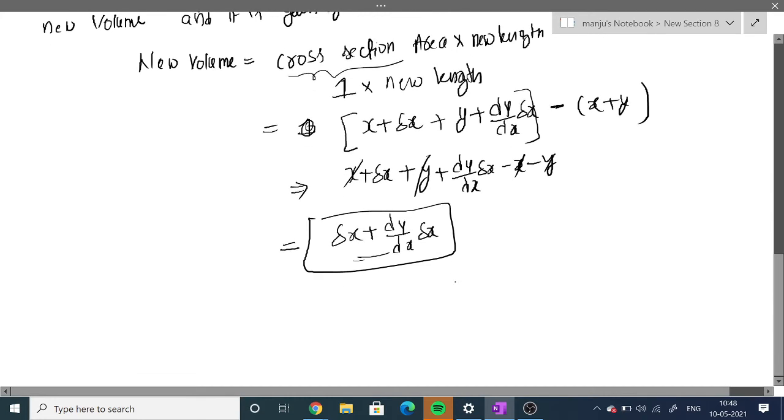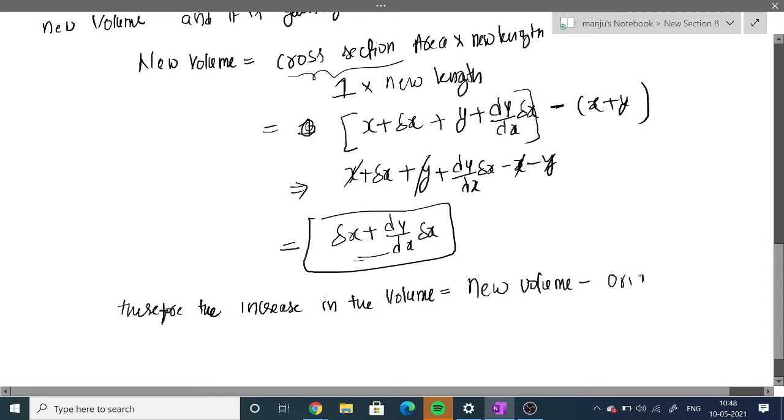Therefore the increase in the volume is equal to the new volume minus the original volume.